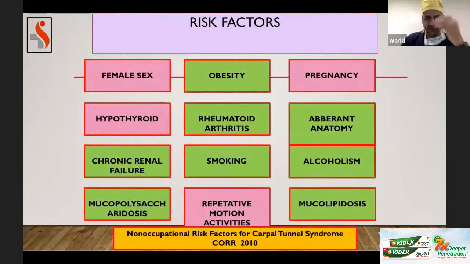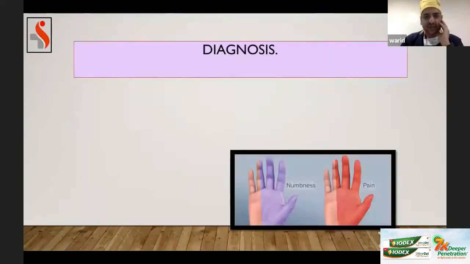There are many risk factors. I will not go through all of these, but commonly what we see is hypothyroidism is very commonly associated. Repetitive motion, people associate it with a particular kind of job in which there is repetitive motion of the wrist. They also are more prone to develop this, apart from all other causes which you can see here.